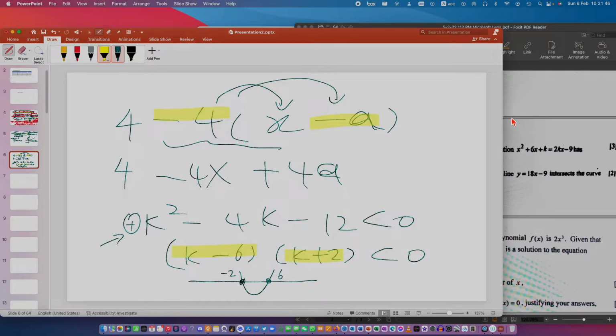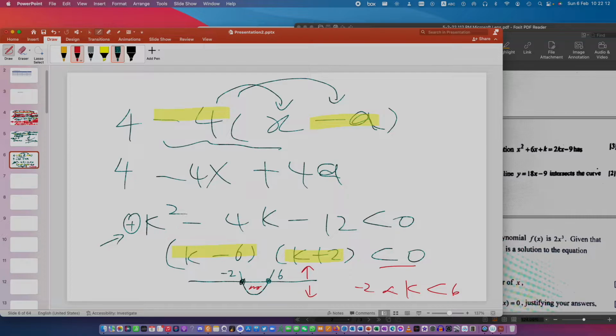Okay, so once I get that, I ask myself, this is smaller than 0, right? Smaller than 0, you shade below. So that is the reasoning. Smaller than 0, shade below. So the below part is in between, right? Can you see? It's in between negative 2 and 6. Therefore k, in this case, is in between.